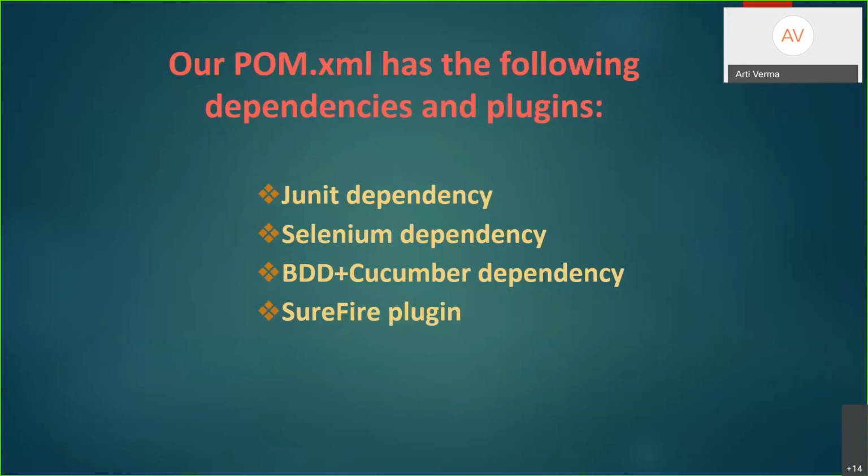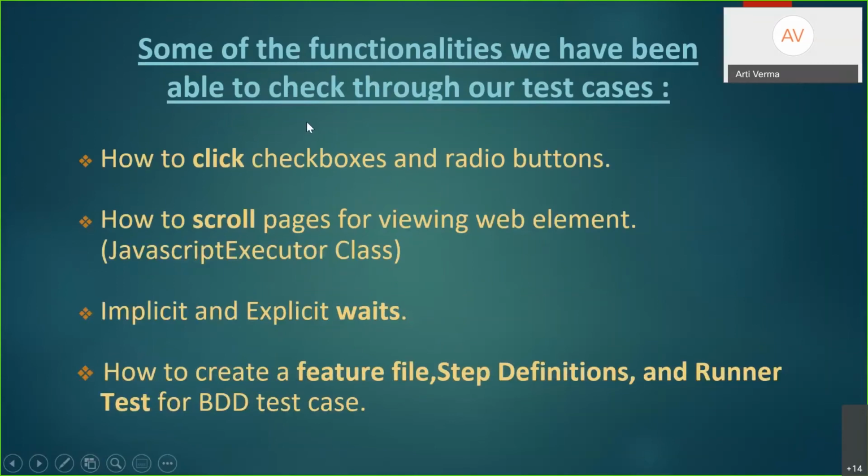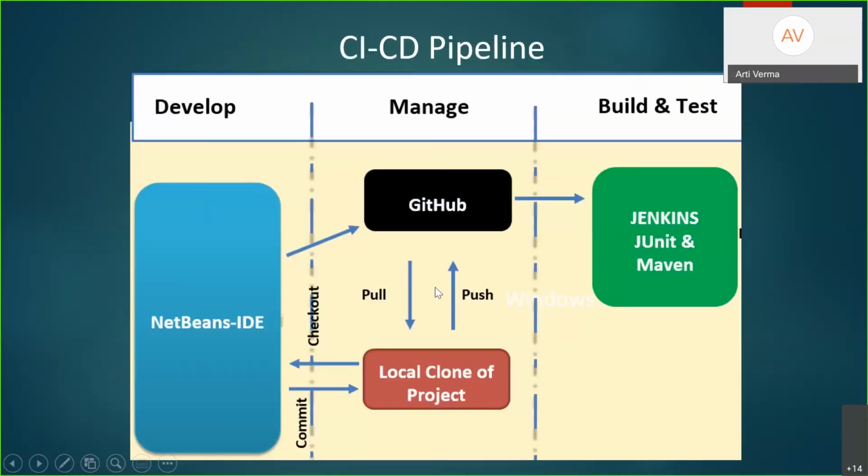And then we also used some functionalities which helped us to check through our test cases the checkbox, the click on checkbox, radio. We were able to scroll the page by using the scroll in the JavaScript executor class. We used implicit and we had to make use of explicit wait in some of the step cases. And of course, the final product or the code was done by using BDD feature file, step definition, and runner test.